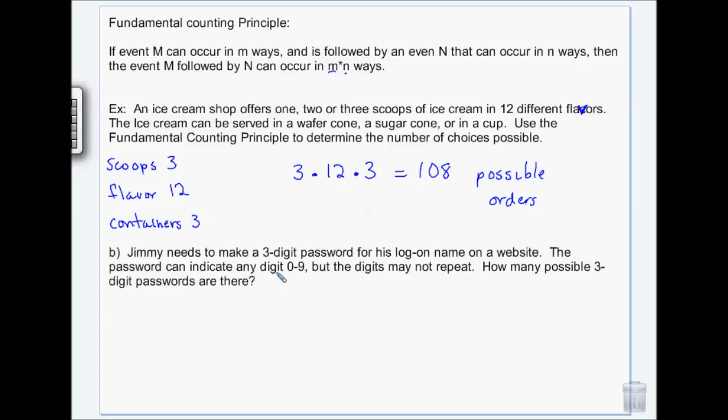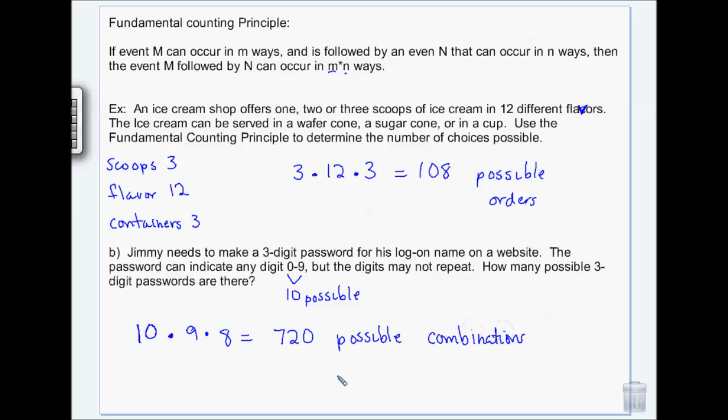the password can be any digit 0 to 9. So this is 10 possible, right? Because we have to count the 0. But the digits cannot repeat. So if we have a 3-digit code, the first digit, we can choose any one of the 10. The second digit, we've used one, so how many do we have left to choose from? And then the third digit, and if I multiply those together, I have 720 possible combinations.